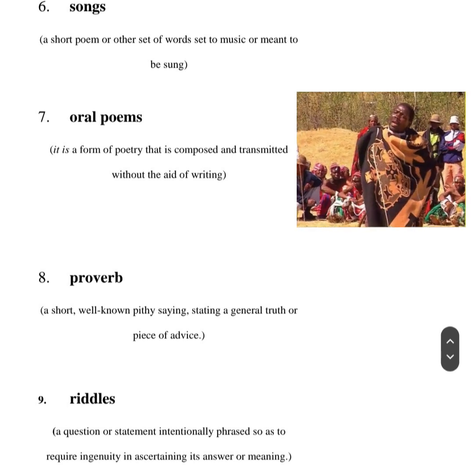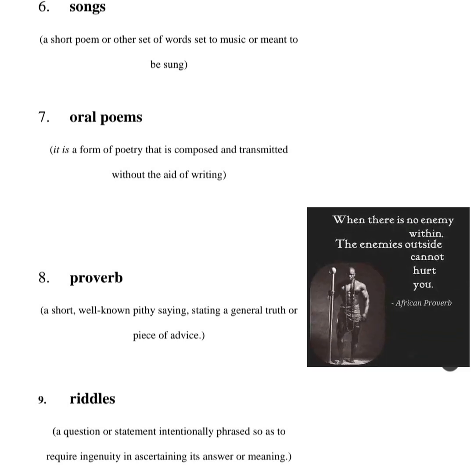Oral poems are forms of poetry that are composed and transmitted without the aid of writing. And 8. We have proverbs. A proverb is a short, well-known saying of wisdom, stating a general truth or piece of advice. An example is a well-known African proverb: when there is no enemy within, the enemy outside can do no harm. This is an example of an African proverb.